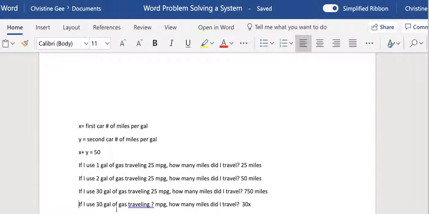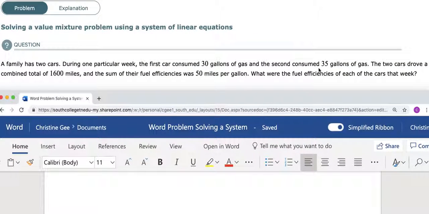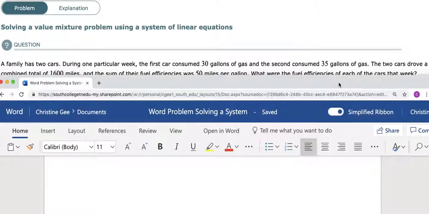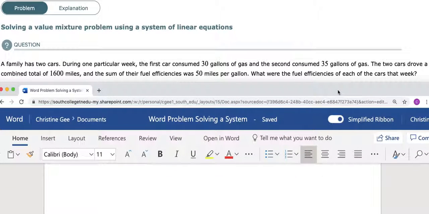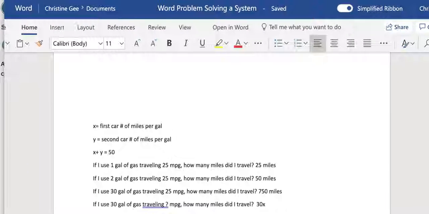But we can multiply the 30 times the x, which is the MPGs for the first car, 30x. And then we know that the other car is using 35 gallons of gas, so 35 times the MPGs, 35 times y, because we don't know what they are. And then when we add these together, let's look at that.